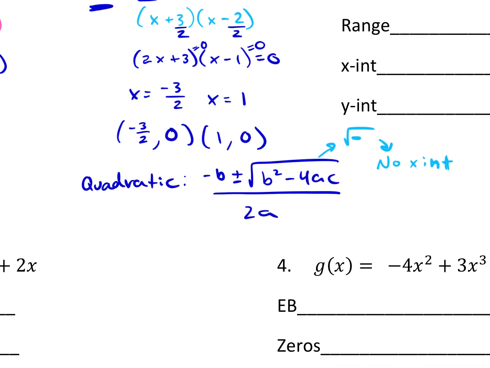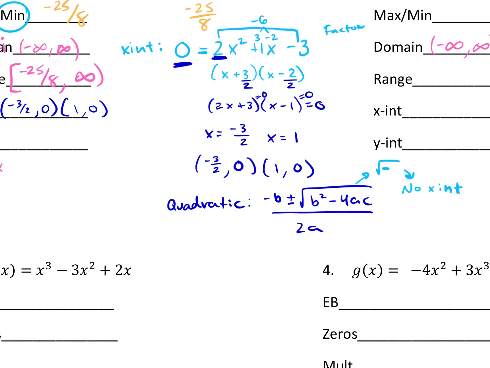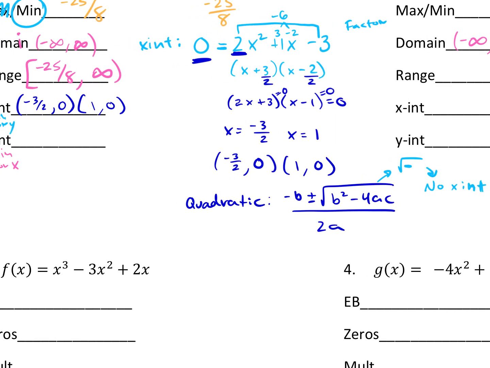So we just put no? Yeah, you'd say none. No x-intercept. So if it doesn't factor, you can try using the quadratic formula. If you use the quadratic formula and end up with a negative under your radical, there's no x-intercepts.